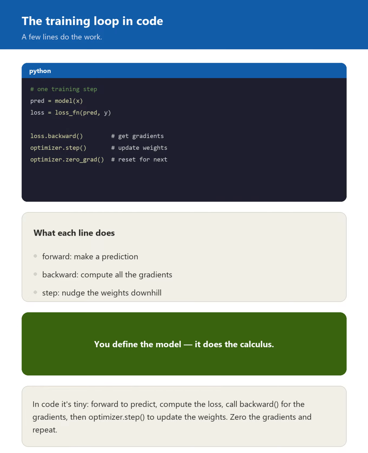In code it is only a few lines. Run the forward pass, compute the loss, call backward to get the gradients, then step the optimizer to update the weights. Zero out the gradients, and do the whole thing again.